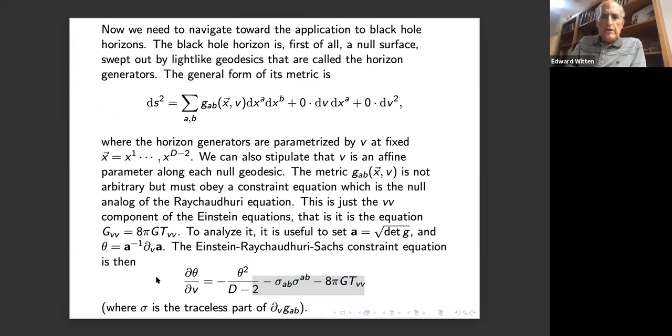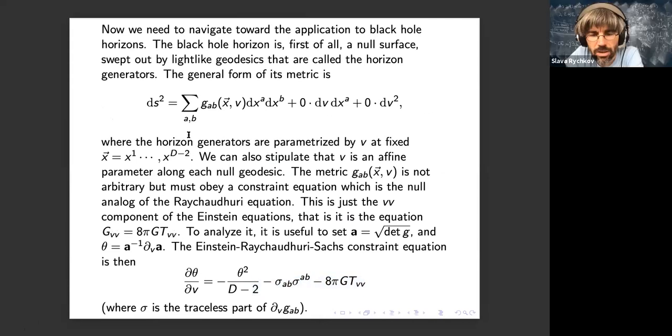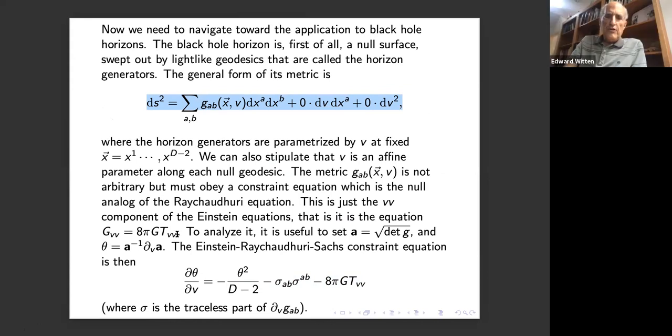Okay, I'm not sure when I muted myself. Did I explain that this is going to be a component of the Einstein equation? We have this form of the metric. Yeah, you muted yourself after you said that this was explained why this was a constrained equation. Okay, well, I misstated it. I don't know if I misstated it before or after muting myself.